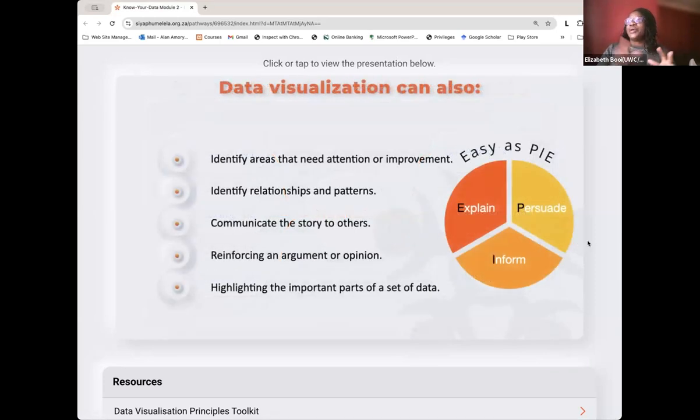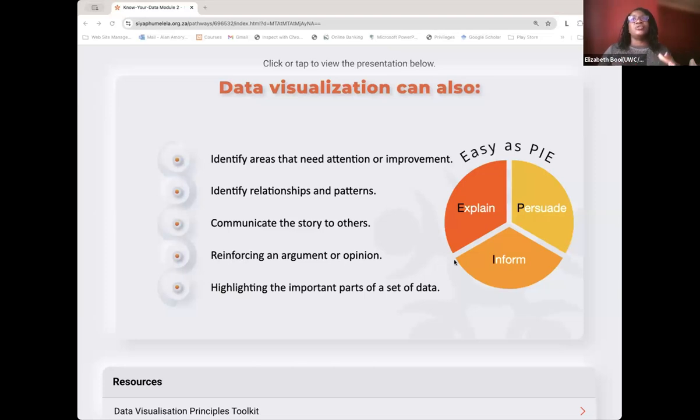Now I'm going to talk about the importance of making sense of the information and why we need to visualize the data, because if we have it in a table, it's also okay. But sometimes when we visualize that data, we are able to identify areas that need improvement and attention, and we can put special attention to those areas. We are able to also identify immediately the relationships and patterns that exist within the data. We're able to also communicate the story to the other stakeholders or to the other users. We are able to also reinforce the arguments around the data and the opinions that we have.